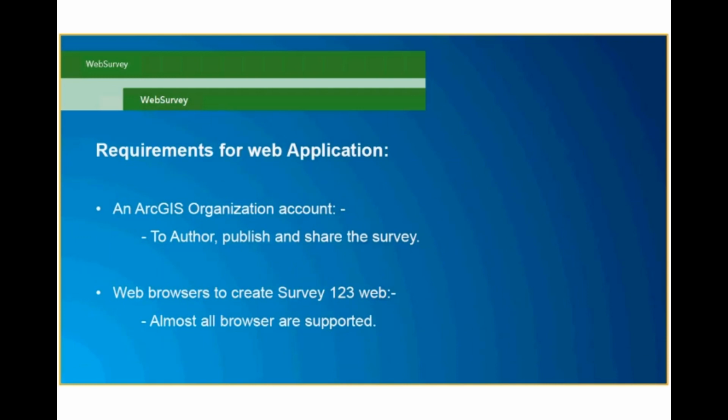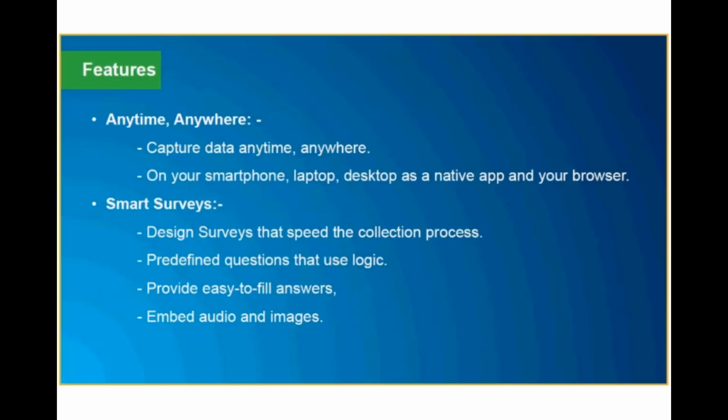So what are the requirements for the Survey 123 web application? For the web application, you don't require to download anything. What you require is the ArcGIS organization account so that you can author, publish, and share the survey. Any modern browser allows you to create Survey 123 on the web. So for the Survey 123 web application, you only require the internet, your web browser, and the ArcGIS organization account.